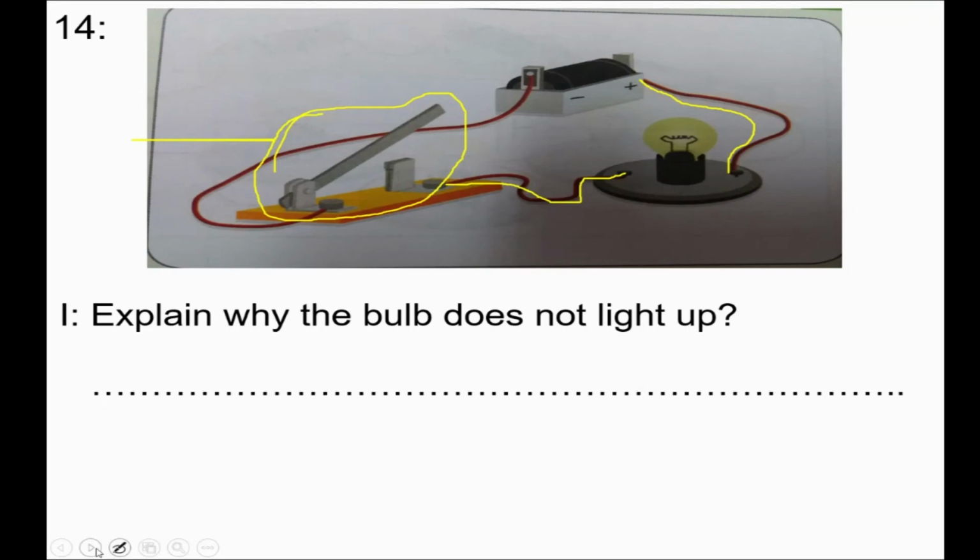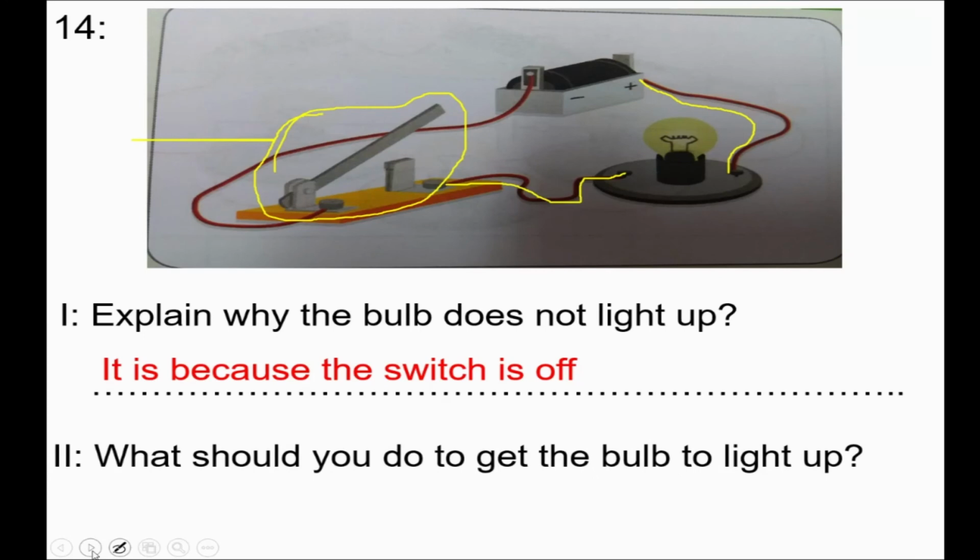So the only thing that we should do is just to close it. So the question says, explain why the bulb does not light up. And the answer here is, it is because the switch is off. It is because the switch is off. Question 2. What should you do to get the bulb to light up?